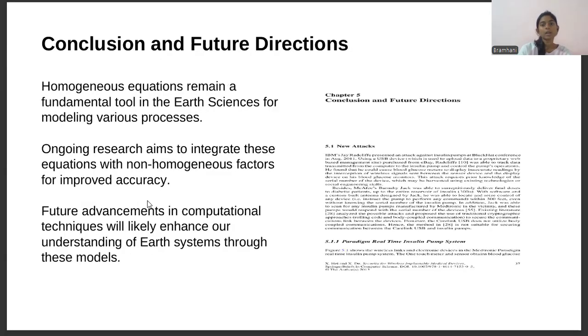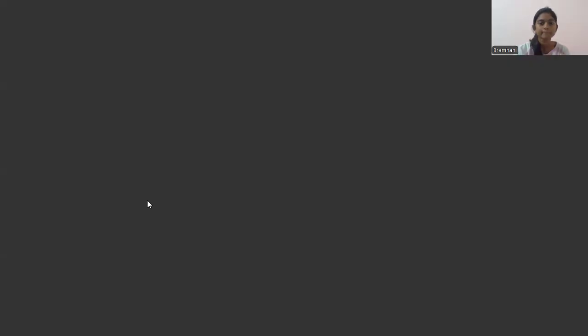And here we go to the conclusion and future direction. We can see that homogeneous equations remain a fundamental tool in earth sciences for modeling various processes. Ongoing research aims to integrate these equations with non-homogeneous factors for improved accuracy. Future advancement in computational techniques will likely enhance our understanding of earth systems through these models.